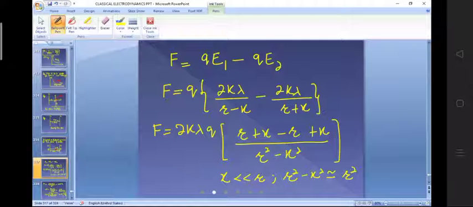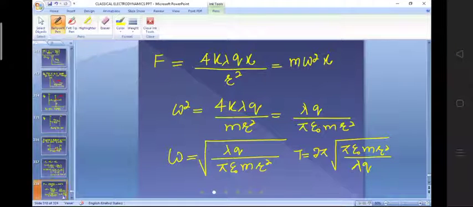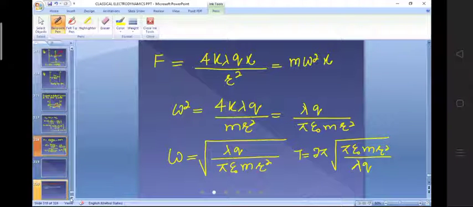Okay, so that means the charged particle will execute simple harmonic motion only if the displacement is very small, or the amplitude of the charged particle is very small. Only then it will execute simple harmonic motion. Then we have calculated the force, and equated it with m omega square x. Then you can finally calculate the time period of the simple harmonic motion of this charged particle. Okay, great, perfect.